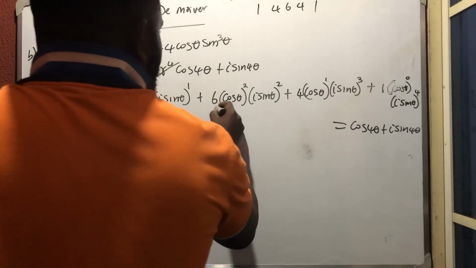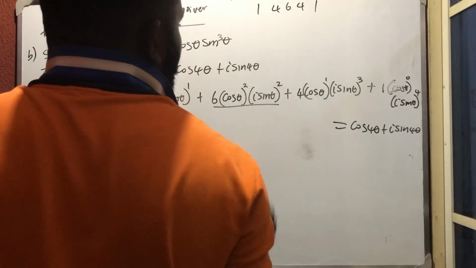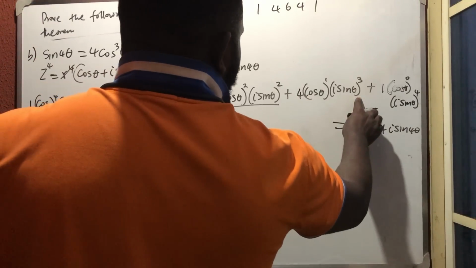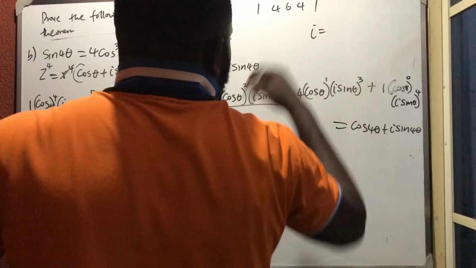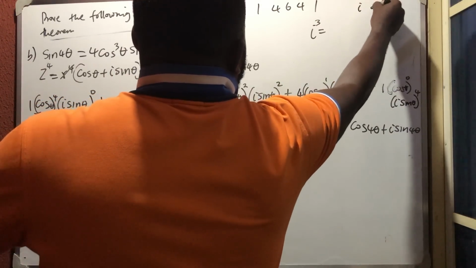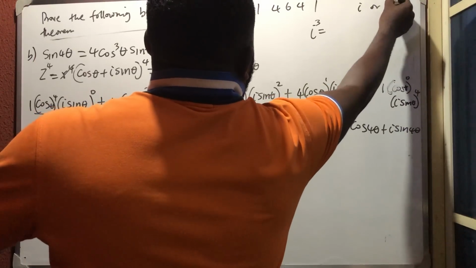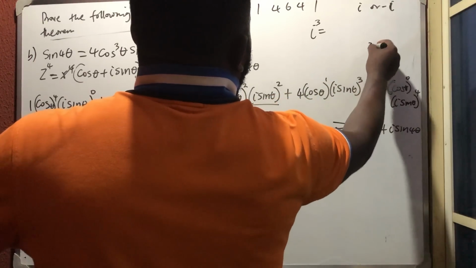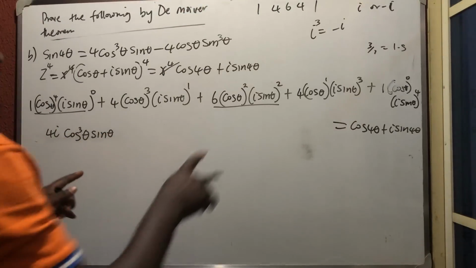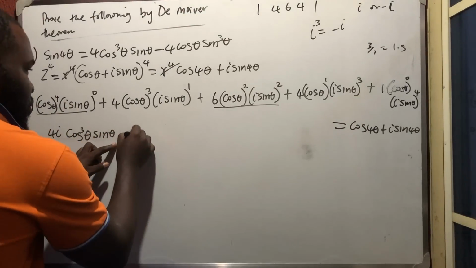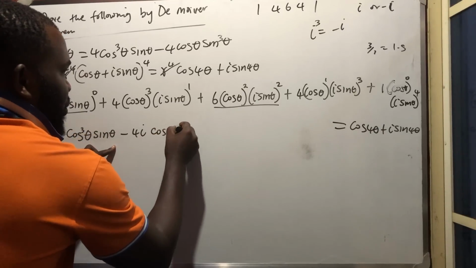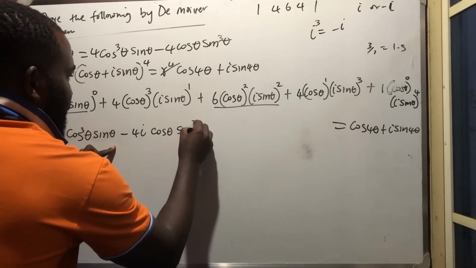Now we are not interested here because I squared is minus 1. We are not interested here because it does not have I, but I'm interested here. I raised to power 3, I'm expecting I or minus I. So if you divide 3 by 2 it gives you 1.5, which is minus I. So the minus I will now be minus 4I cos theta, then sine 3 theta.